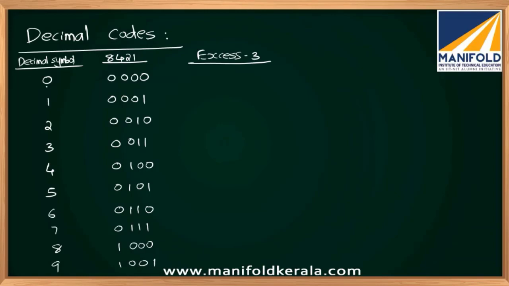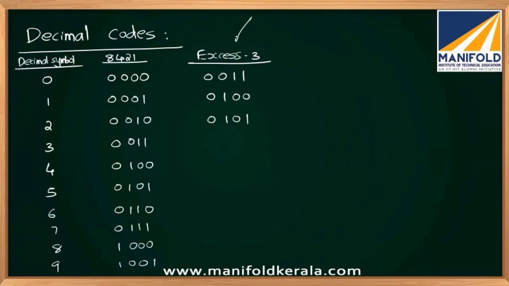And what this code does is, if you want to encode 0, you add 3 to it. What is 0 plus 3? You add 3 to this particular number, right? Then what is the binary representation for that number? 0 plus 3 is 3. And what is the binary for 3? 0011. So 0011 will be the code used for 0 in XS3 format. And what will be the code used for 1? Can you tell me? 0100, right? What will be the code used for 2?